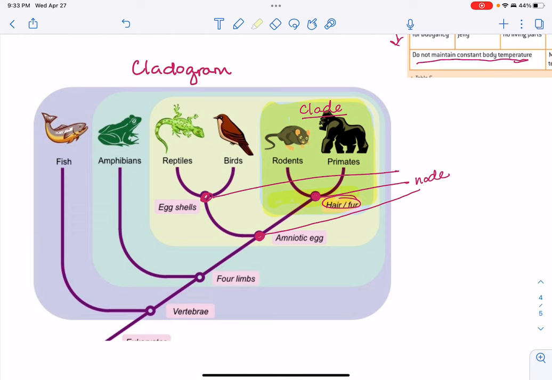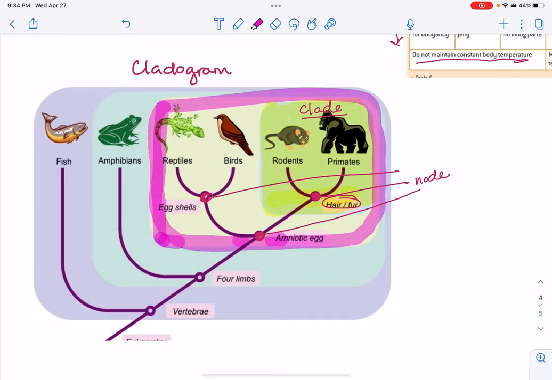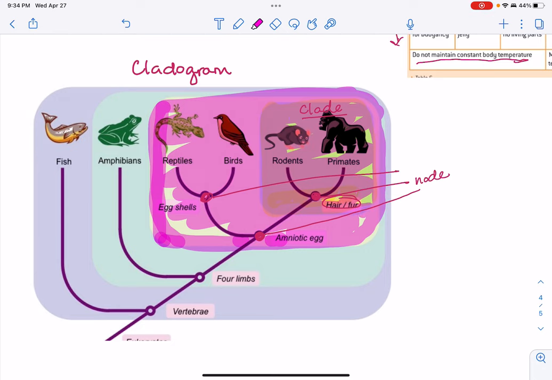But if we wanted to go bigger, all of this is also technically a clade. If we grouped all of these together, this is also a clade. And technically, if we're looking at this amniotic egg clade, then the fish and the amphibians would be called an outgroup.